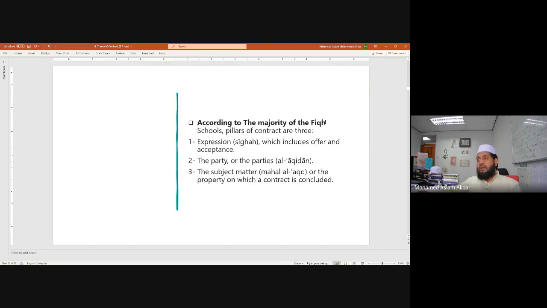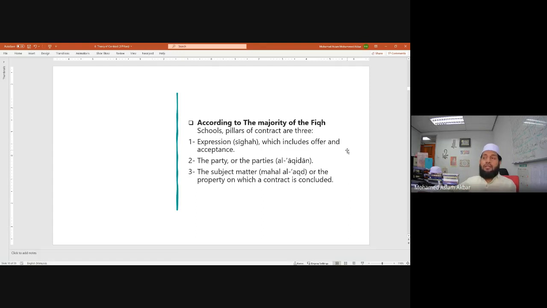According to the majority schools, there are three pillars. The first is expression, called sigha in Arabic, which includes offer and acceptance, meaning ijab and qabul. Ijab means offer and qabul means acceptance. Pillar number two is the parties, al-aqidan. Number three is the subject matter, mahall al-aqd, the property on which a contract is concluded.